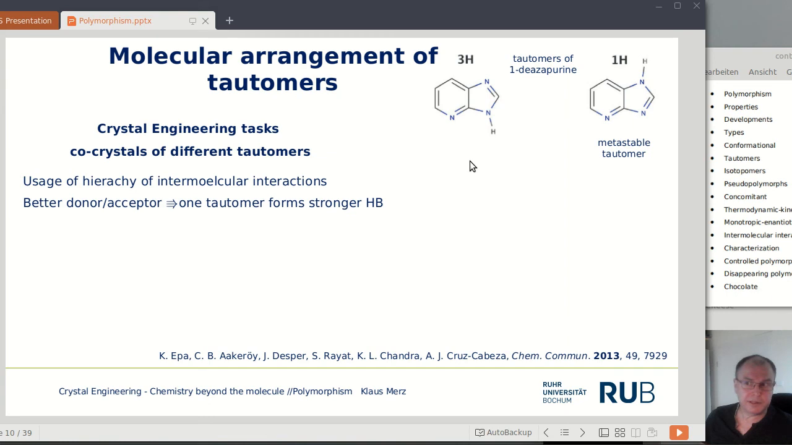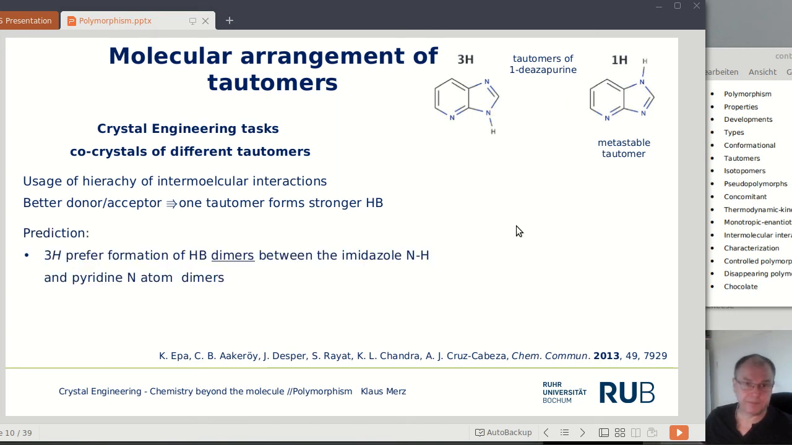The approach is, keep in mind what we said about the hierarchy of hydrogen bonds and general intermolecular interaction. You use your knowledge and you use the results from predictions of the hierarchy in intermolecular interaction. Yeah? Better donor acceptor, and you will get the desired tautomer. Thinking about what's a better donor acceptor group pattern to use in co-crystal experiments.